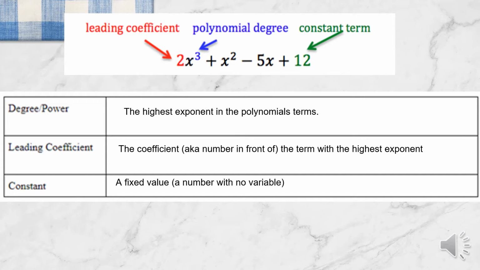The leading coefficient is the coefficient, or number in front of, that term with the highest exponent. So in this picture, 2x cubed, with a degree of 3, is the biggest of all the exponents, and 2 is the number in front of that. So that's our leading coefficient. A constant is a fixed value, a number with no variables, which is 12.